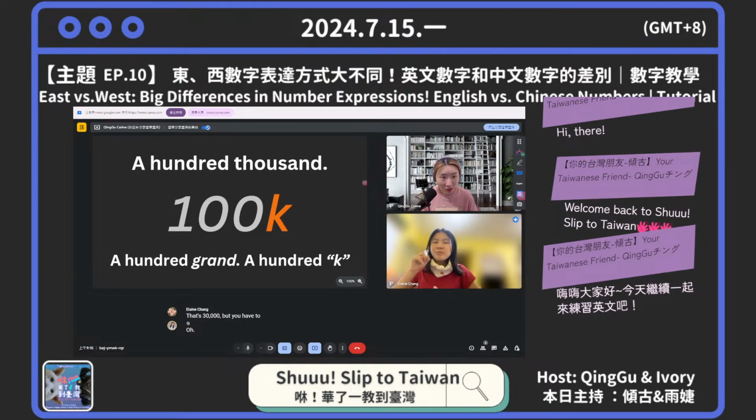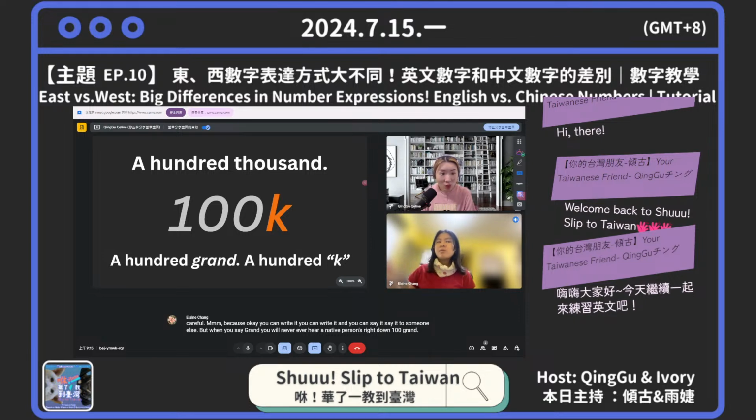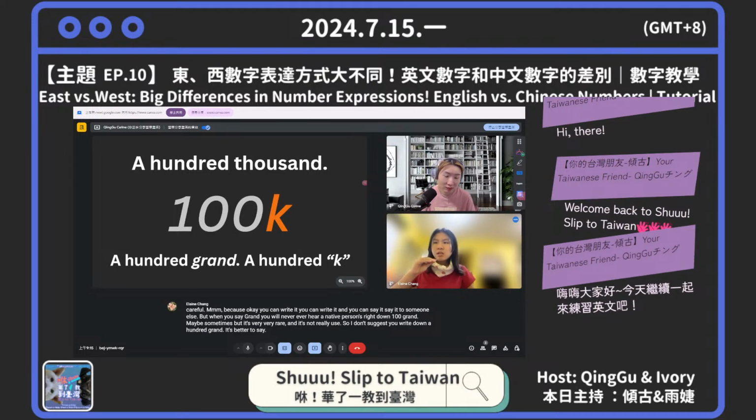But you have to be very careful. Because K, you can write it, and you can say it to someone else. But when you say grand, you will never ever hear a native person write down 100 grand. Maybe sometimes, but it's very, very rare, and it's not really used. So I don't suggest you write down 100 grand. It's better to say it. So people are going to say 100 grand, but not write it down. Yeah, we don't write it down.